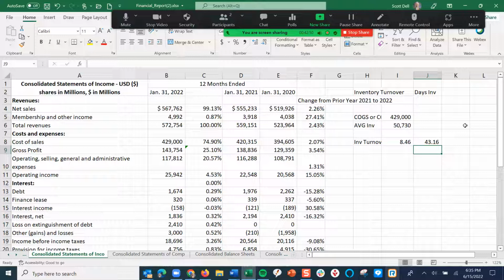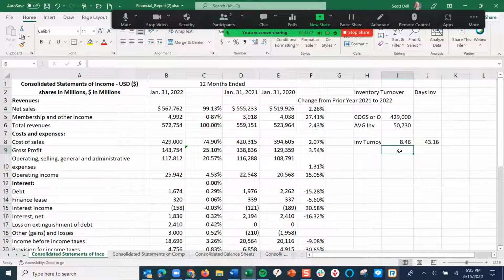Is that good or bad? That's the question we want to answer. Well, the reality of the question is we don't know. What was last year's inventory turnover? Oh, I have to go back to the previous 10K to do that. And you can do that if you like. But for this assignment, we don't have to.